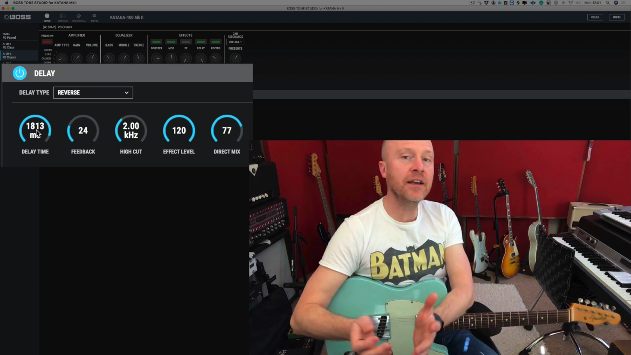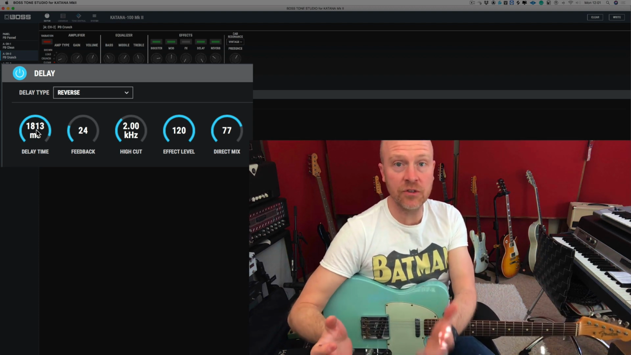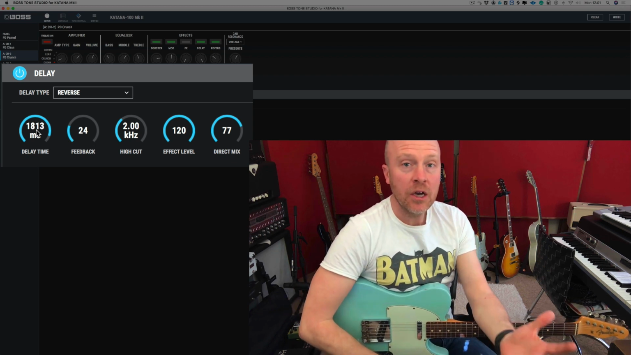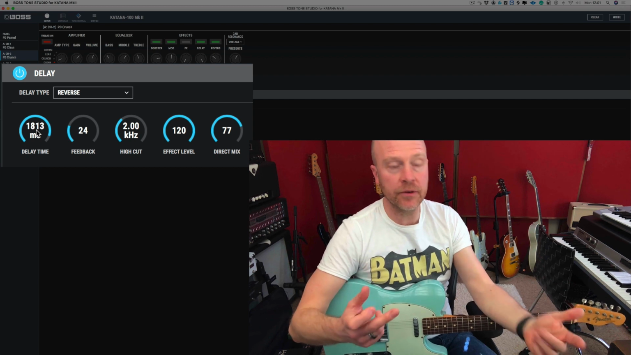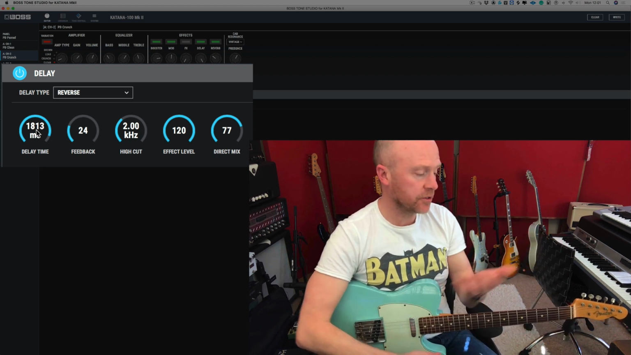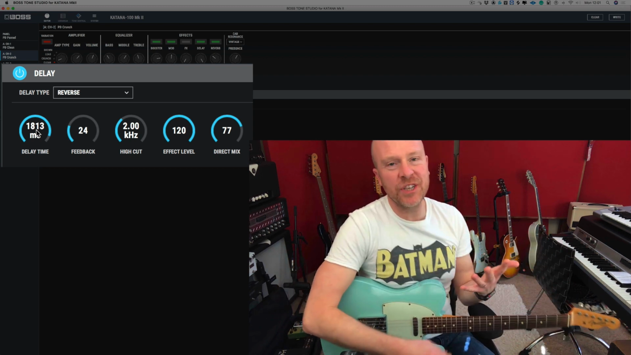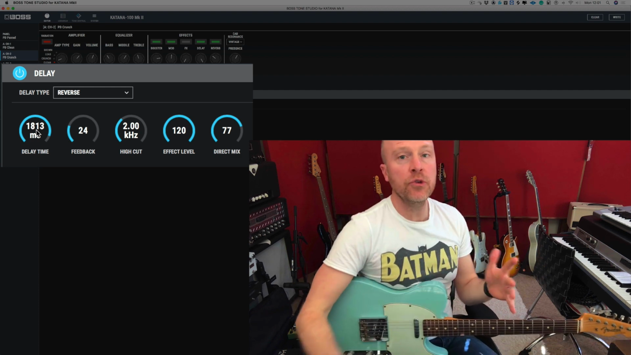The origins of this effect started probably in the 60s or 70s, where a guitar player would record a guitar solo and then they'd turn the tape around and that solo would then be reversed. So we can do it digitally inside the Boss Katana. So let's go through some of the controls.